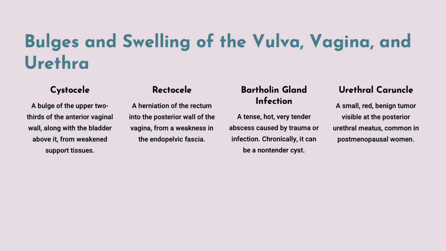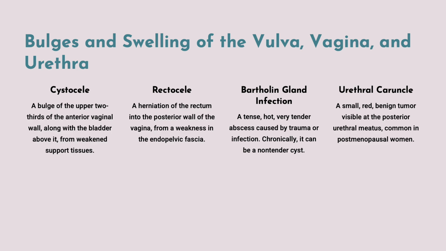Next, what are the possible causes of bulges and swellings in the vulva, vagina, and urethra? Cystocele is a bulge of the upper two-thirds of the anterior vaginal wall, along with the bladder above it, from weakened support tissues. So, cysto refers to the bladder. In contrast, a rectocele is a herniation of the rectum into the posterior wall of the vagina and is caused by a weakness in the endopelvic fascia.